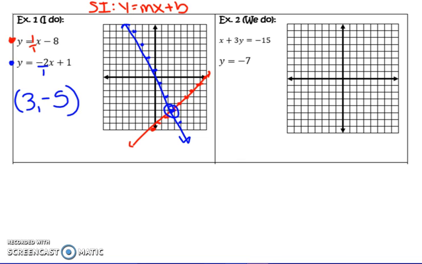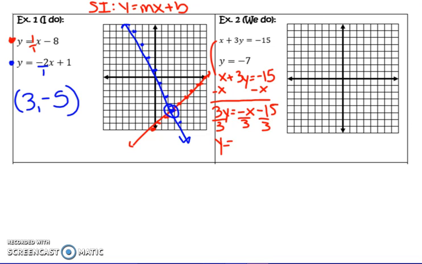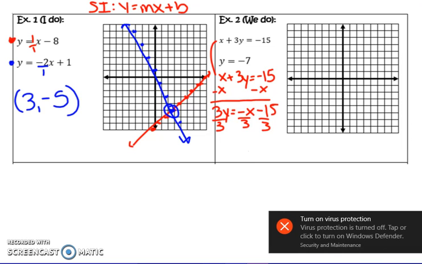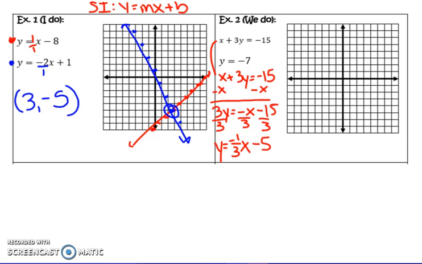If we look at our second problem, again, to be able to graph the lines, we have to be in slope-intercept form. So I'm going to take my standard form of x plus 3y equals negative 15, and I want to turn it into slope-intercept form. So I'm going to start by subtracting my x. I have 3y equals negative x minus 15, and then I'm going to divide all my terms by 3. So y equals negative 1/3 x minus 5. Now that I have it in slope-intercept form, I can graph it.